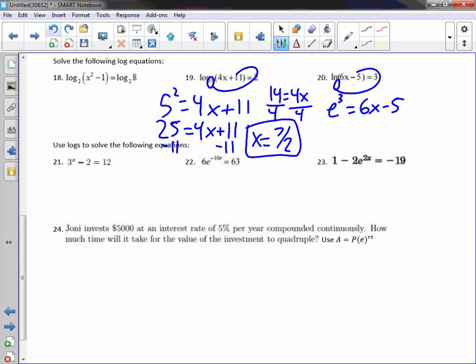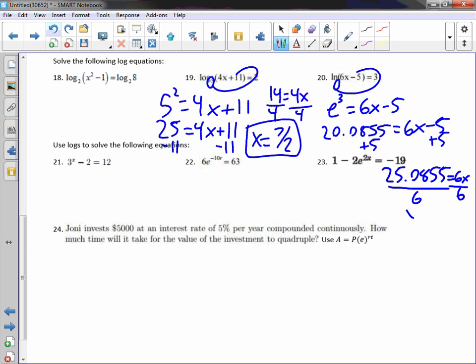E to the third power is 20.0855 equals 6x minus 5. And once again, same idea, two-step equation. So plus 5, I get 25.0855 equals 6x. Divide the 6 away, we get x equals approximately 4.18. And that's our final answer.